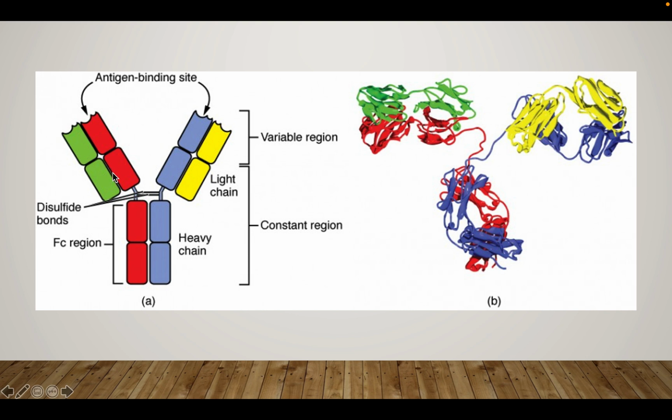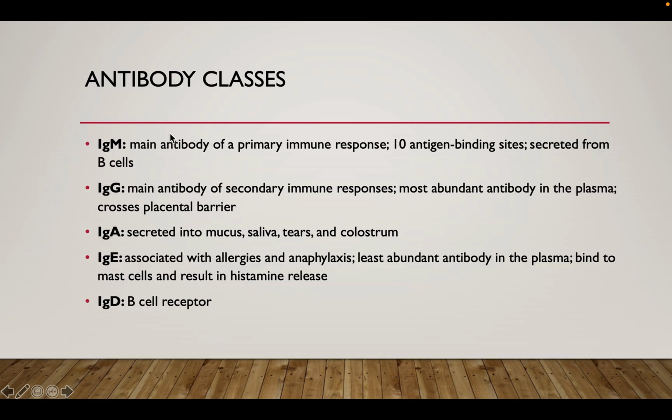This is how antibodies are generally drawn in this kind of Y shape. And so I'd be able to look at an antibody and pick out which regions are variable and constant, where the light and heavy chains are, and where an antigen would actually bind. So here are different antibody classes.